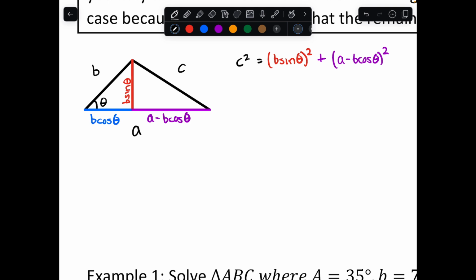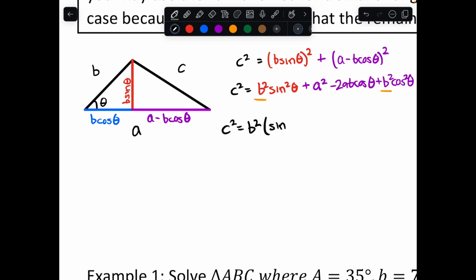So let's go ahead and multiply everything out. So we have C squared is equal to B squared times sine squared theta plus A squared minus 2AB cosine theta plus B squared cosine squared theta. Now there's two terms that have a common B squared in them, so I'm going to go ahead and put those together and then factor the B squared out. And so we get C squared is equal to B squared times sine squared theta plus cosine squared theta plus A squared minus 2AB cosine theta.